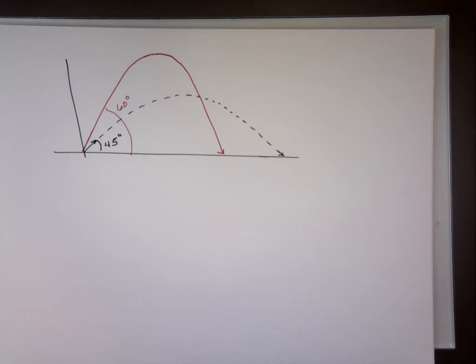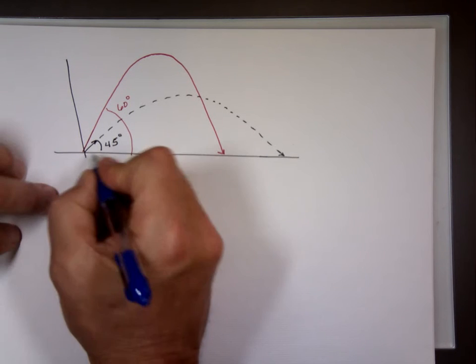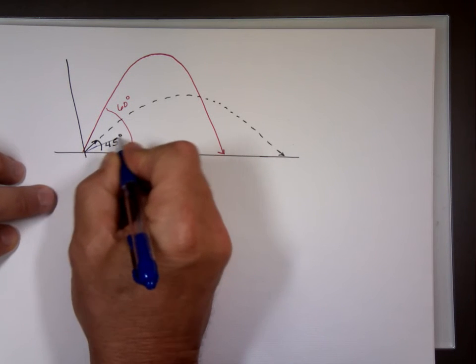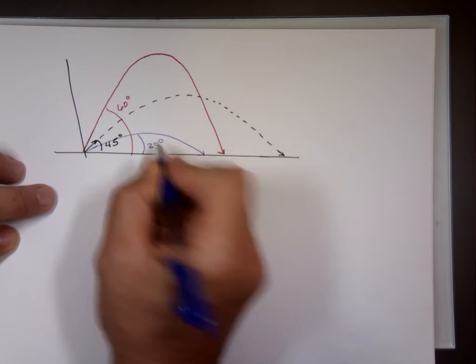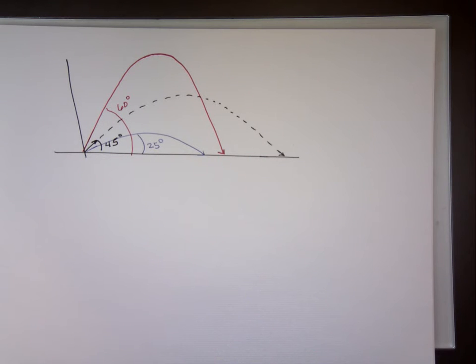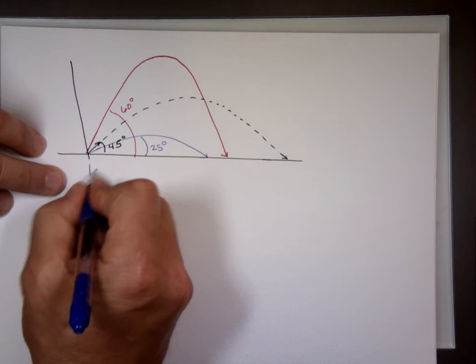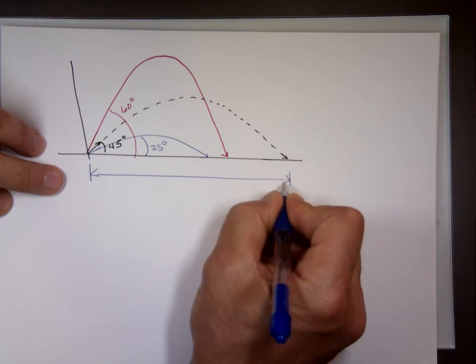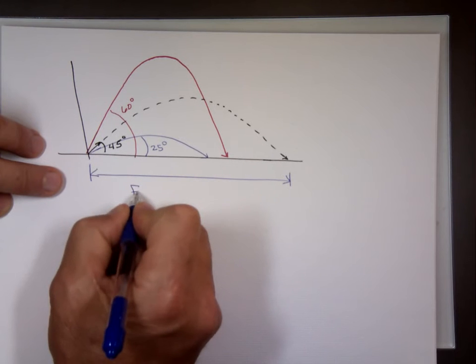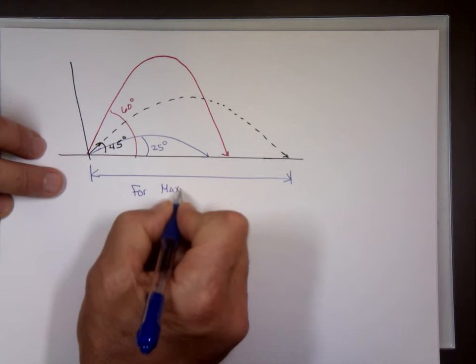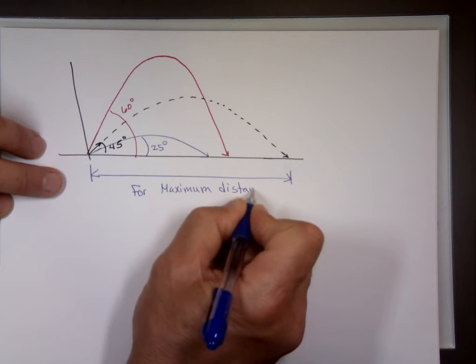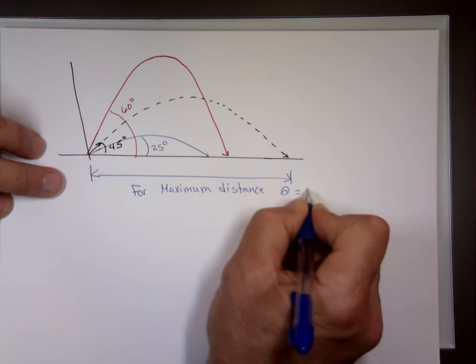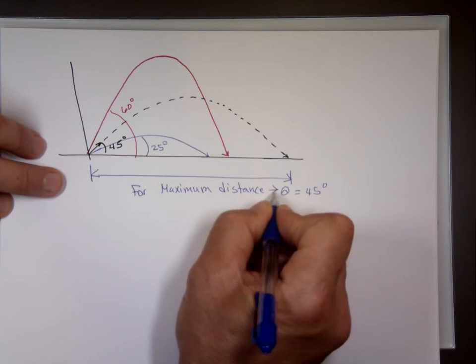If I hit it at 25 or 30 degrees, the ball is not going to go as high, and it will go like this. Let's say this is 25 degrees. So for maximum distance, if you want to reach the longest distance possible, you want theta to be a 45-degree angle. Anything else, you will not reach the maximum distance.